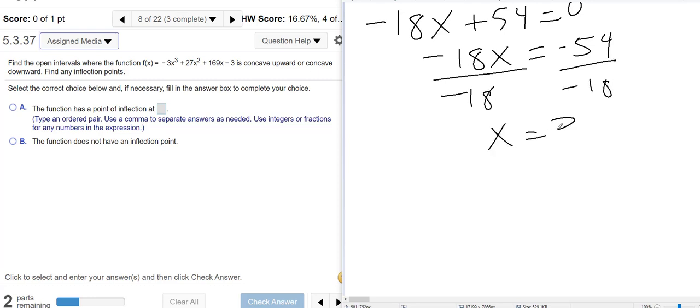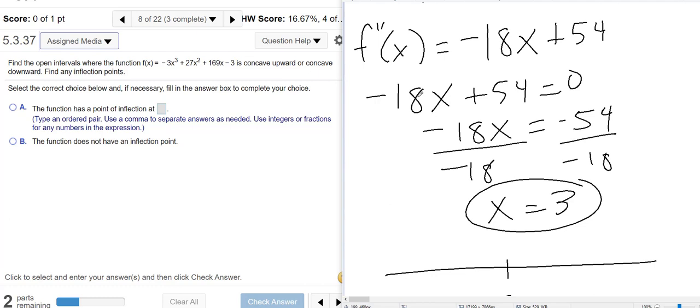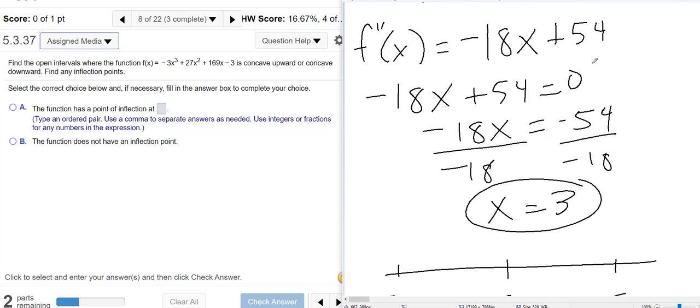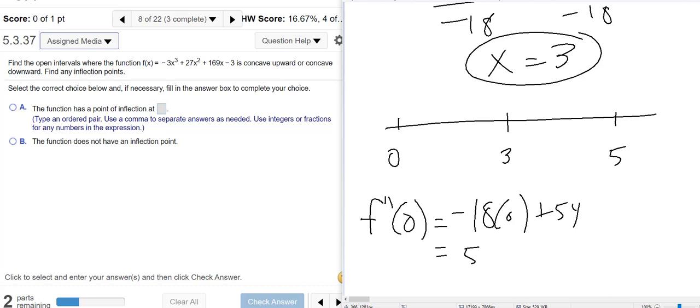x equals 3. We put our 3 on a number line, and we find the value of the second derivative, whether it's positive or negative. I'll pick a number like 0 and a number like 5. So I'm doing negative 18x plus 54. So f double prime of 0, negative 18 times 0 plus 54, is going to be 54. It's positive and it's concave up.